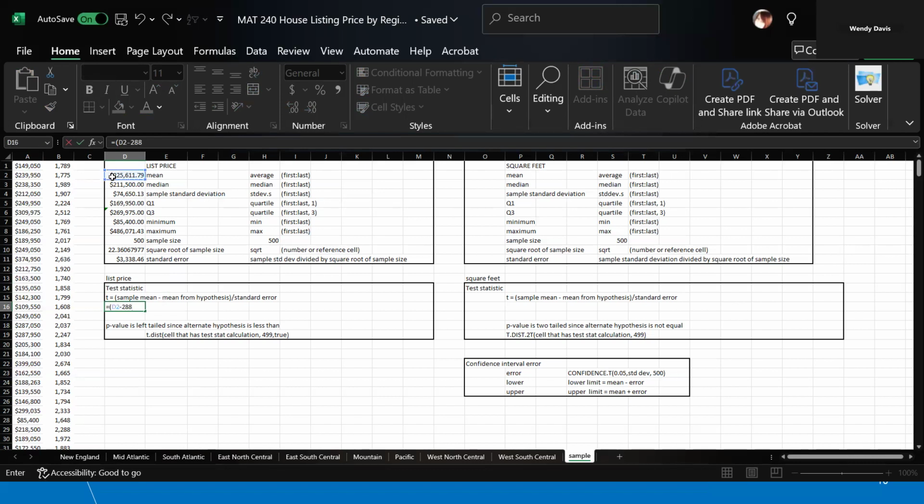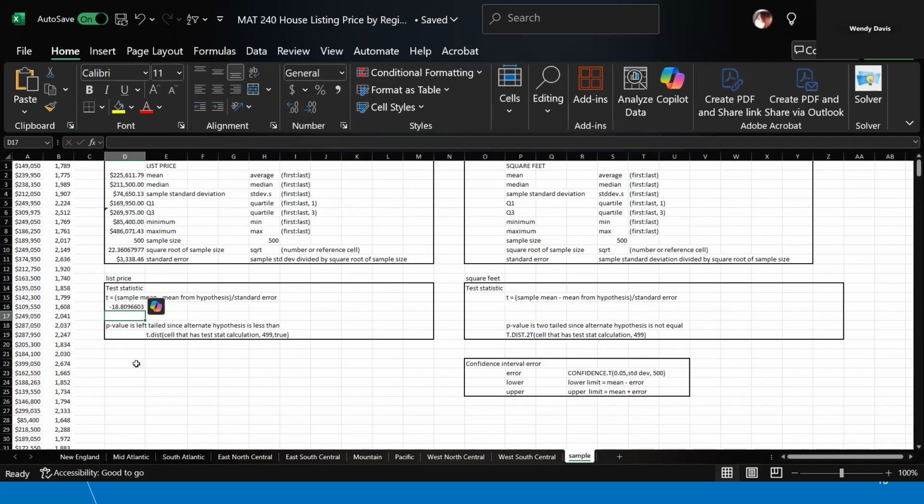Okay, so sample mean minus the mean from the hypothesis, close, divide by. Now, our standard error is right here in this cell. So let's just click it. Okay, now that is very far away from our sample mean and our hypothesis. Okay, that's a very big difference here.